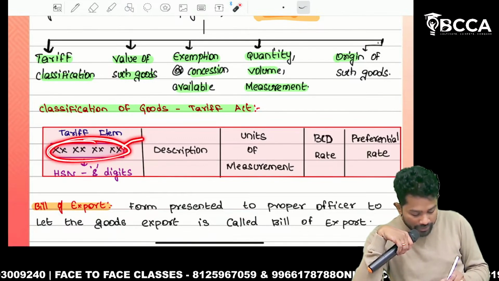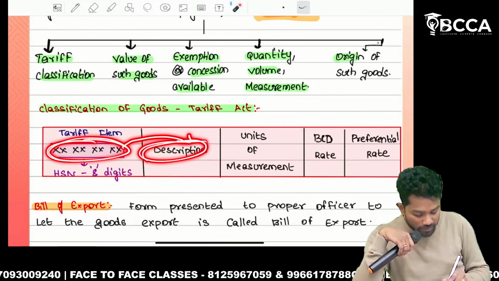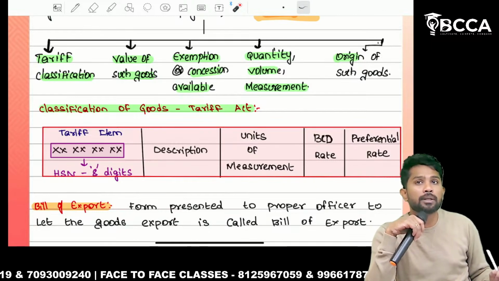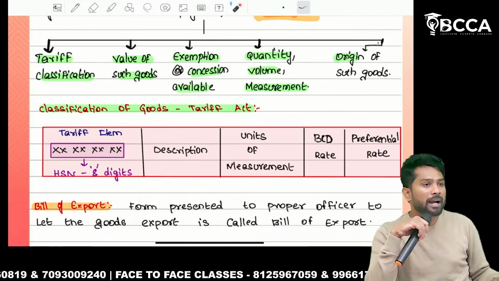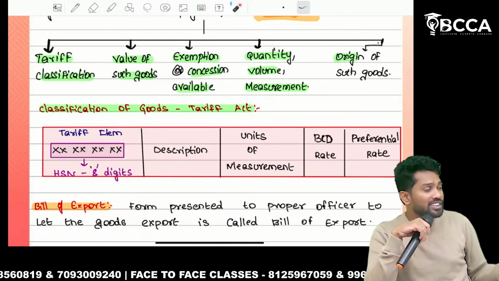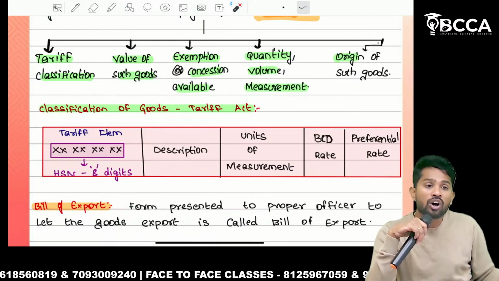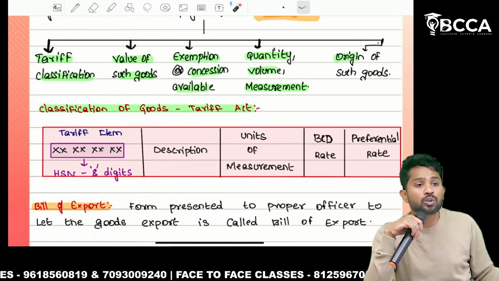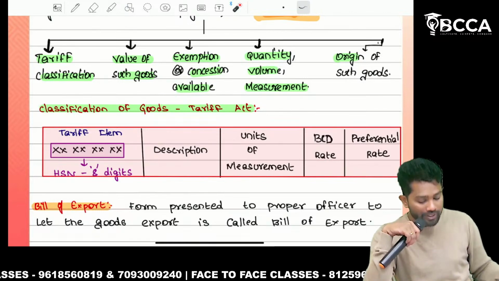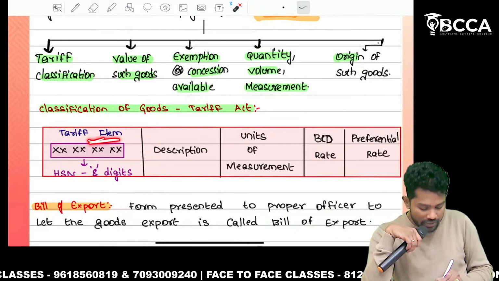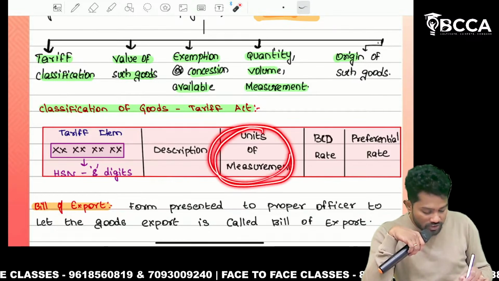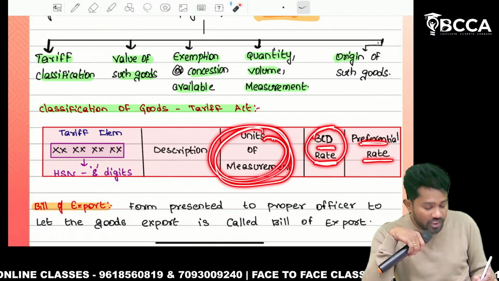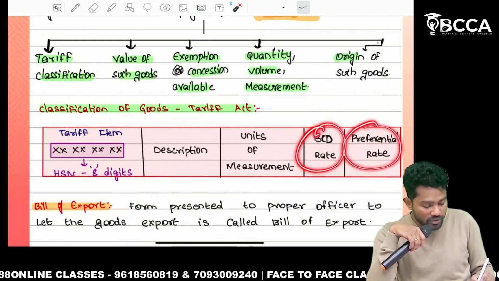So there will be an 8-digit code and here there will be a description of such good and then units of measurement, how that particular good will be measured. If you look at paddy, we measure in quintals, whereas rice we measure in kgs, oil in liters, cloth in meters, whereas gold in grams. So for every particular item there is a different unit of measurement, and then there will be a BCD rate here and there is a preferential rate also. What is BCD rate? What is called preferential rate?